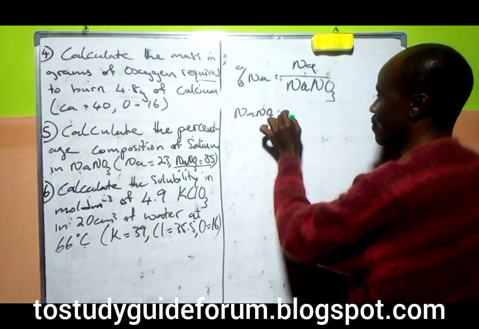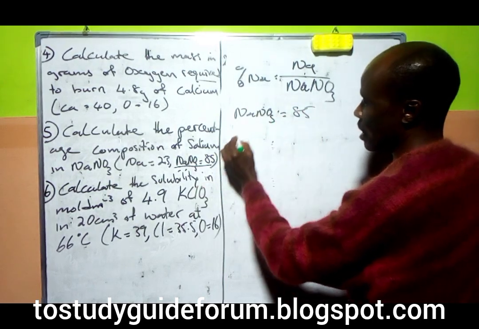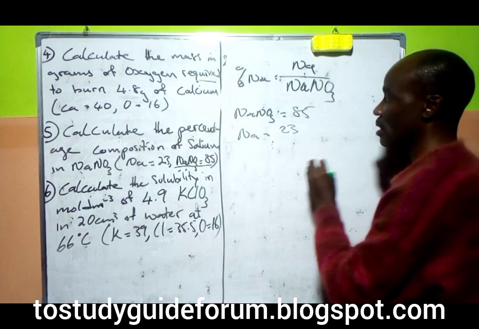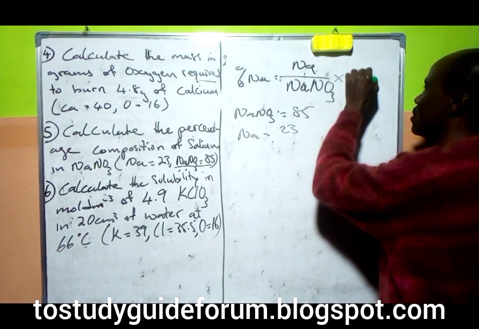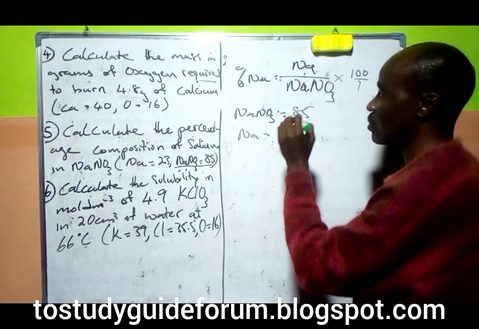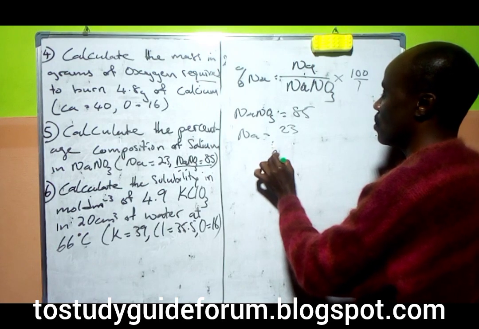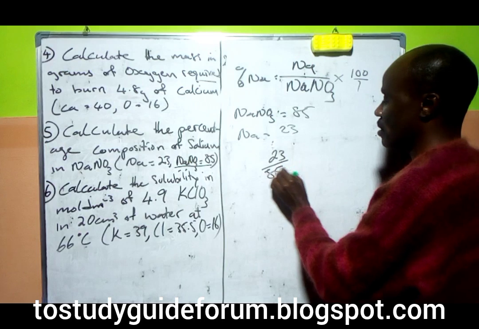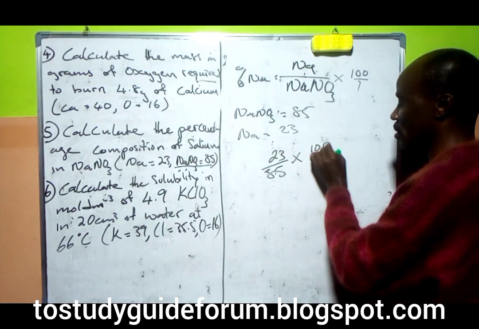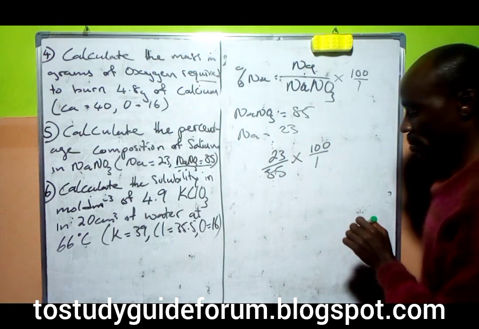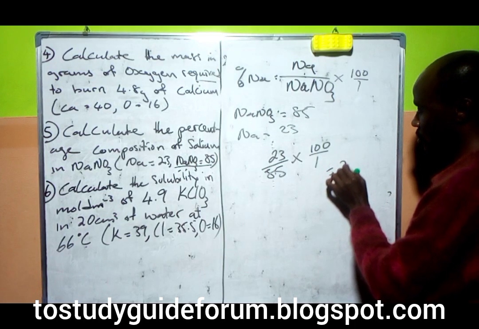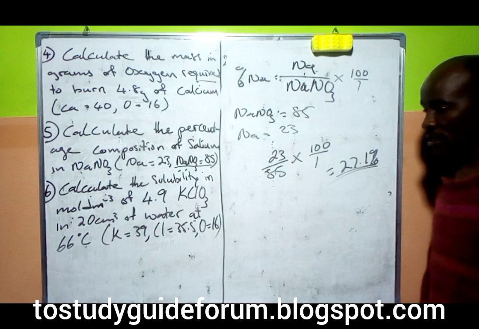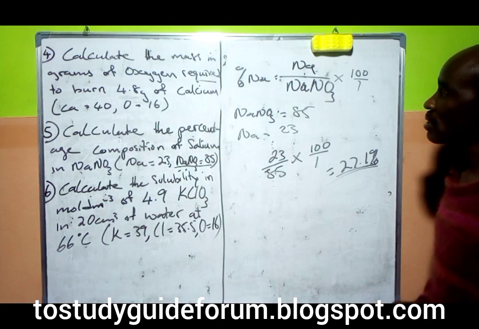Then sodium there is what? Sodium is equal to 23. That means times 100 percent, because it's a percentage. So here we have 23 over 85 times 100. That will give us 27.1%. This tends to be very, very simple. Now let's go to the next one.